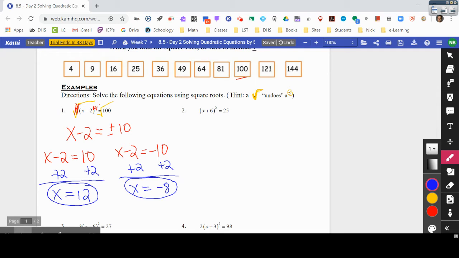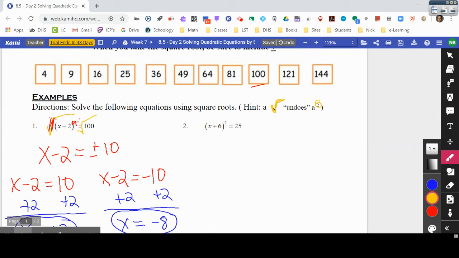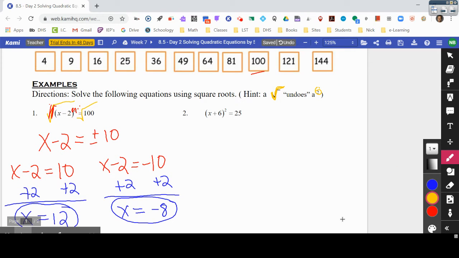All right, let's try number 2. Number 2, we get (x + 6) squared is equal to 25. Same thing: my squared term is isolated because there's nothing outside my parentheses. This plus 6 is inside the parentheses, so I can't move it yet until I break this square out of there. To do that, we take the square root of this side and the square root of that side, because those will undo each other now.